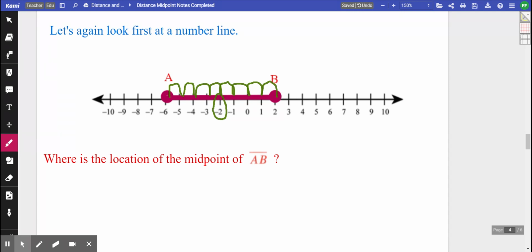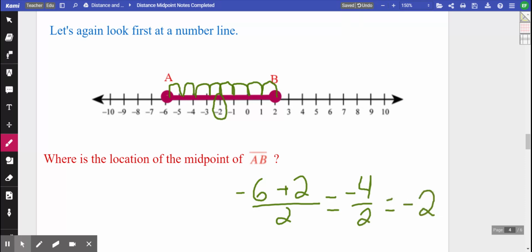If we're going to do this more mathematically, we want to figure out the middle. We also call that the average of two numbers. To figure out an average, we add up our 2 points, -6 and 2, and divide by 2. To find an average, you add up your 2 values and divide by 2, because we have 2 values. If we add that together, we end up with -4 over 2, which gives -2, what we had gotten before with our bunny hops, as the location of our midpoint for this segment.